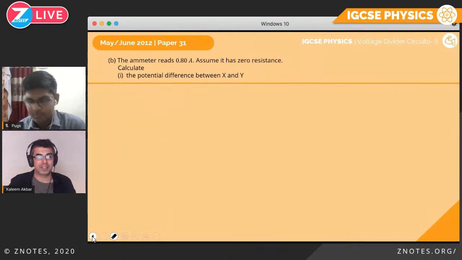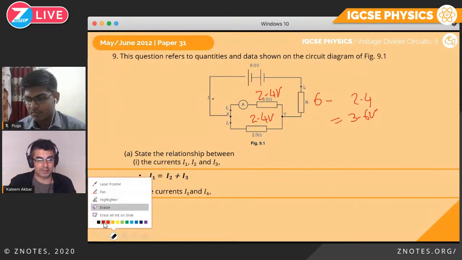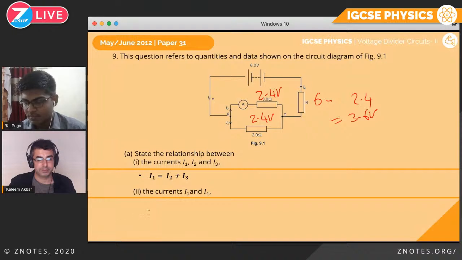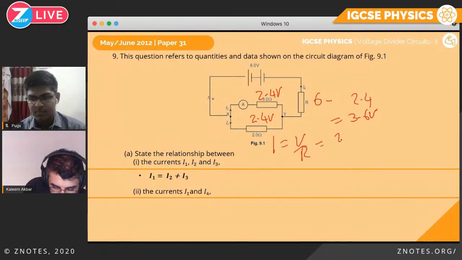Now they're asking, what's the current in I3? So what's the current down here? Well, now it's hopefully much easier for you to answer. Because I equals V over R, which is 2.4 over 2. 2.4 divided by 2 is 1.2 amps.